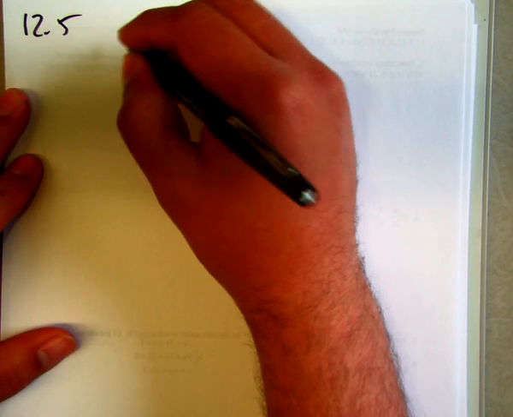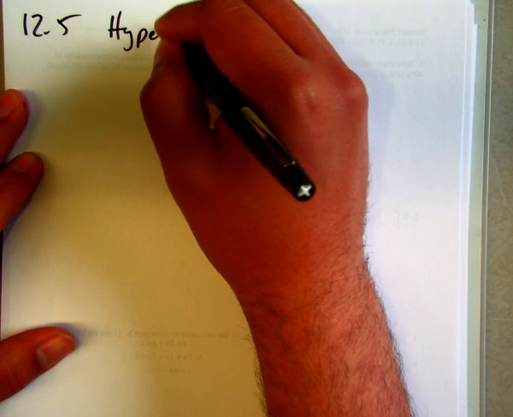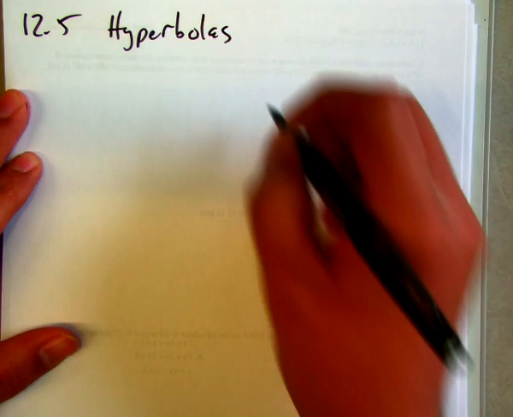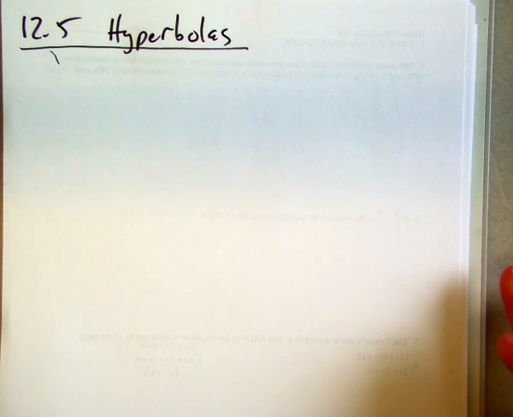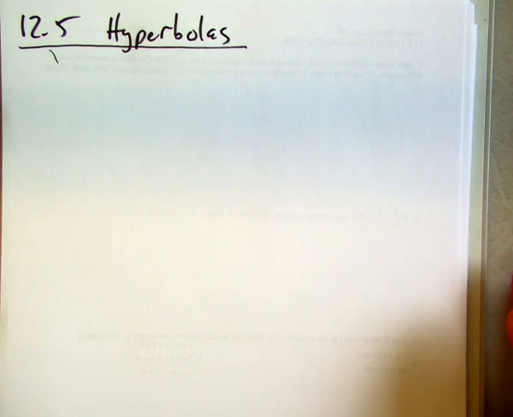Okay, so the last section we're going to do in this unit is hyperbolas. If we had more time, we would go on and talk about how to rotate the ellipses and hyperbolas so that they're not just vertical or horizontal.